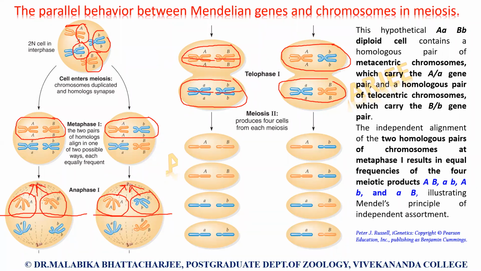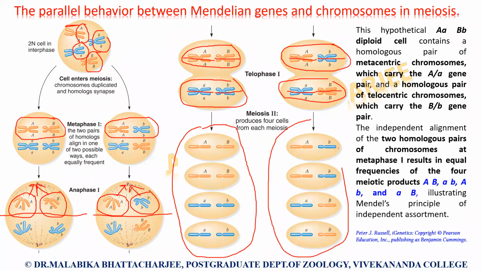Similarly, if you look into this side, there is division occurring in this manner during meiosis 2, and we are getting capital A, small b, as you can see. Capital A, small b, small a, capital B, small a, capital B. So the independent alignment of the two homologous pairs of chromosomes at metaphase 1 results in equal frequencies of the 4 meiotic products. So we are getting 4 meiotic products.